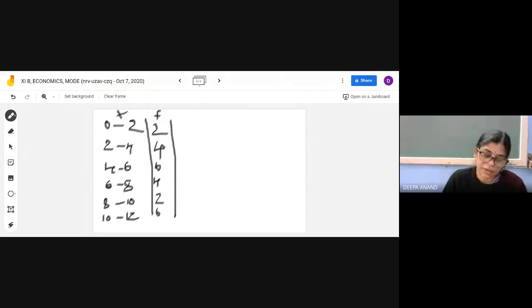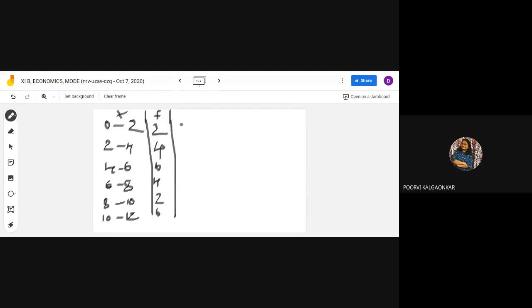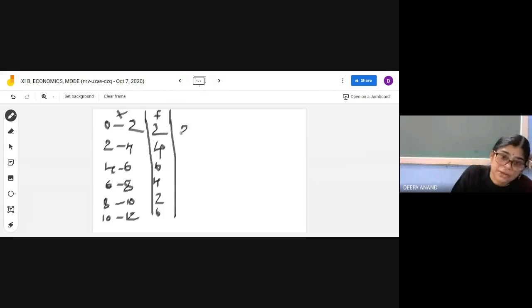So first of all, in a continuous series, we cannot do it like this. You have to find the mid values. Mid values nikalo, 0 to 2. Mid value kya aayega? 2 plus 0 upon 2, that is 1. 2 by 2 is 1.